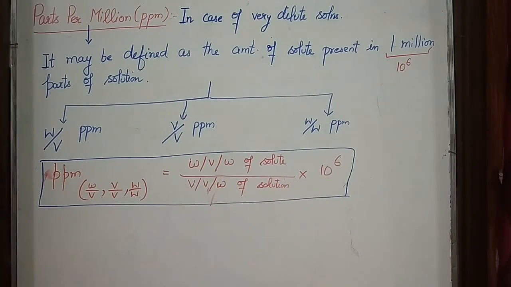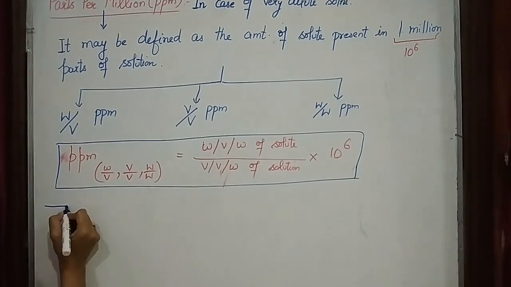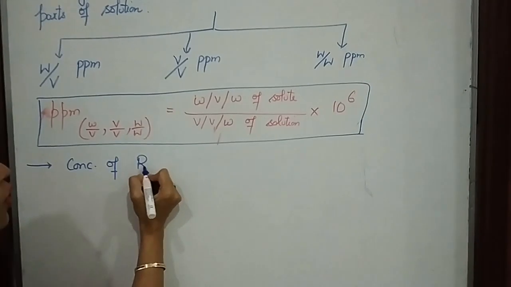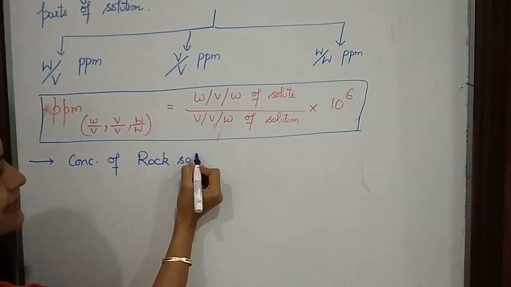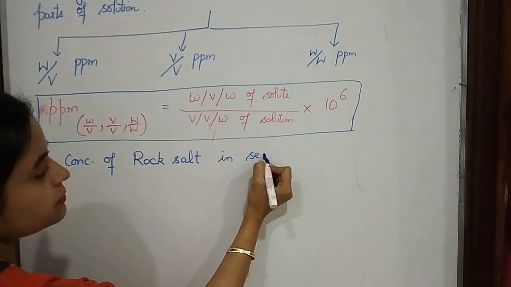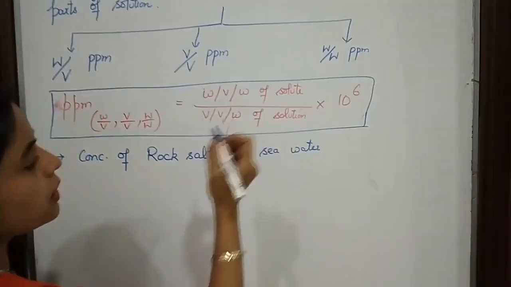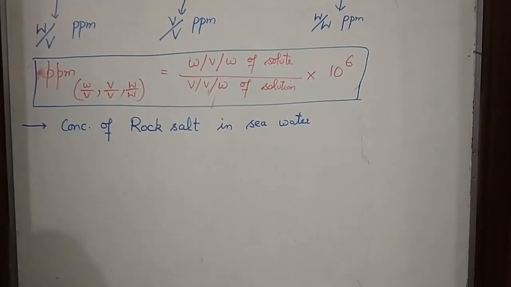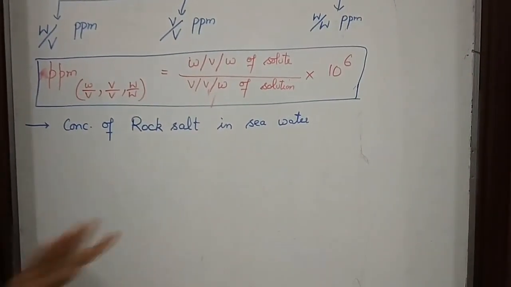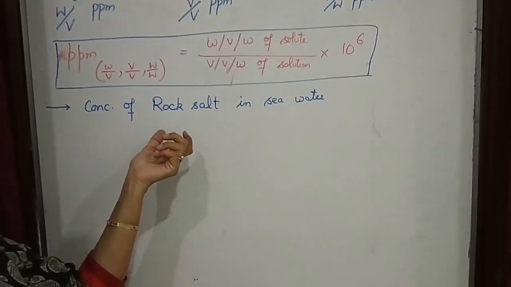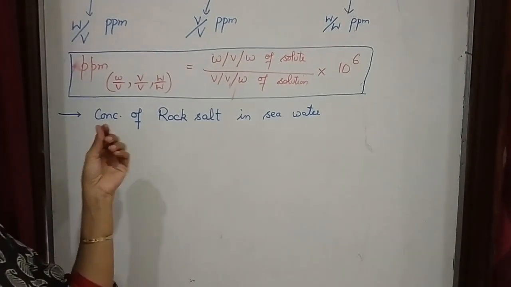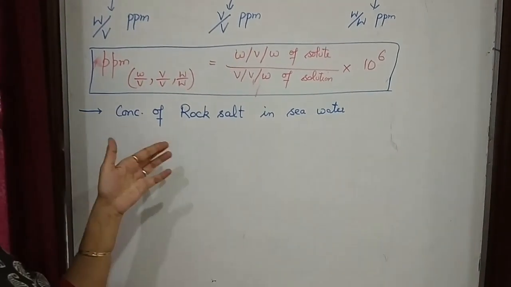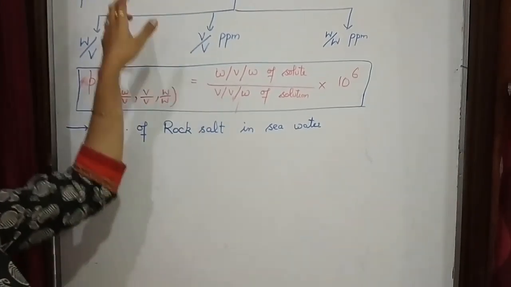Generally, this parts per million is used for expressing the concentration of rock salt or NaCl in sea water, because you know that in sea water rock salt or NaCl is present in less amount, because the sea is very vast. So in that case we find out the concentration of NaCl in seawater using ppm.